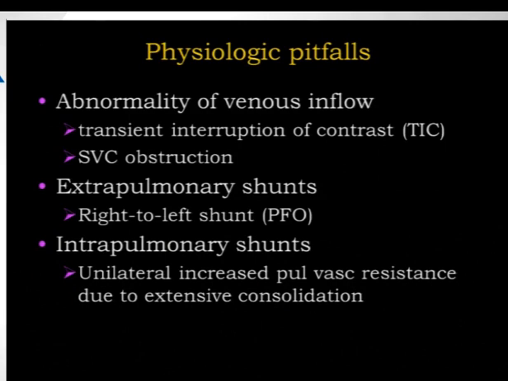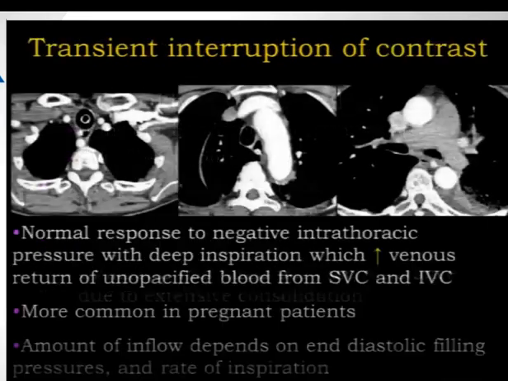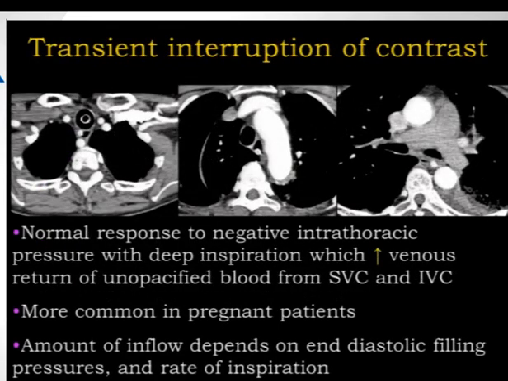Now we'll look at physiologic pitfalls, and they fall into about 3 categories: abnormality of venous inflow, transient interruption of contrast or TIC is the first one, or SVC obstruction. Then, of course, you can have extrapulmonary shunts, typically a right to left shunt. And then there are other intrapulmonary shunts. First, we'll take a look at transient interruption of contrast.